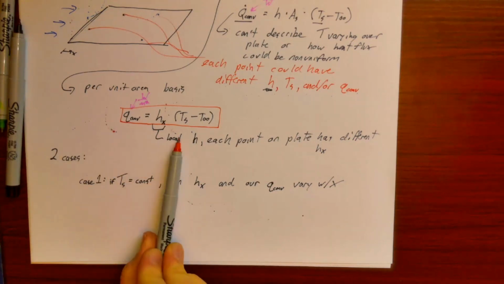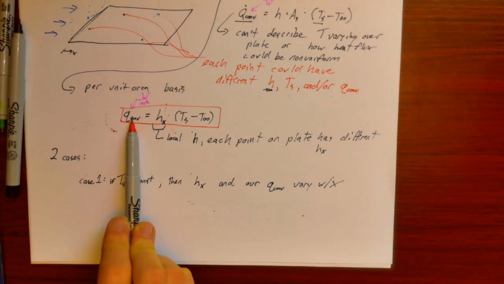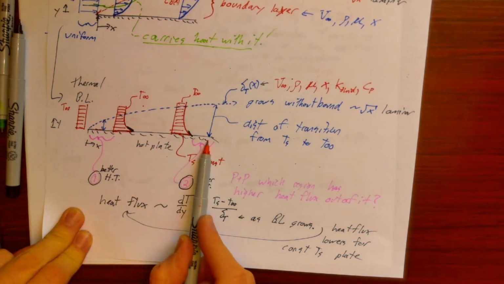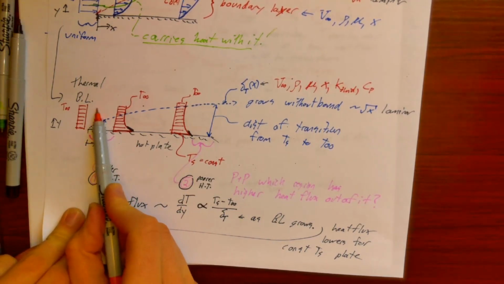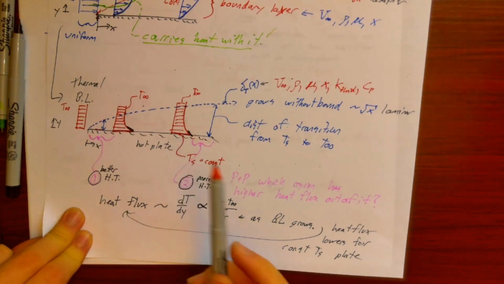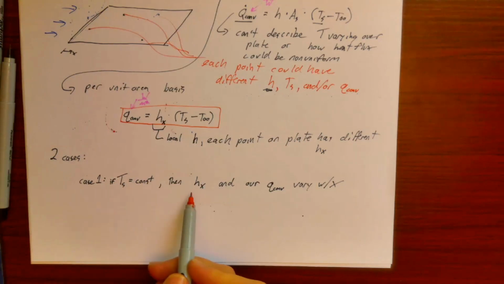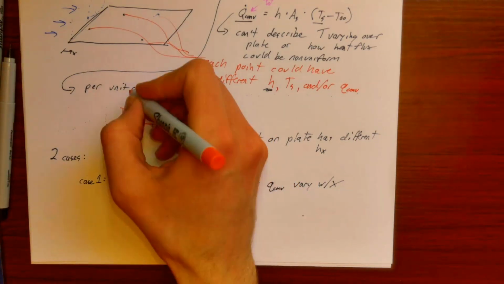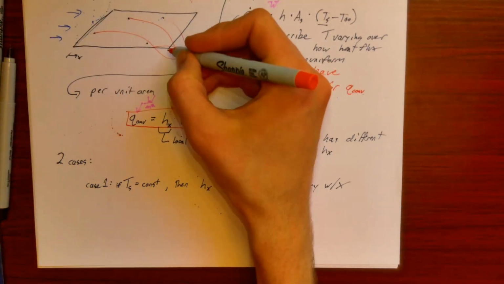So what does it mean? Basically, if Ts and T infinity are constant, and we know from our qualitative description here that for a constant surface temperature plate, we're going to have more effective heat transfer out of the leading edge of the plate than the trailing edge. If that's the case, if our surface temperature is constant, we know that the heat transfer coefficient basically goes down as we move down the plate due to the sort of polluted air argument.